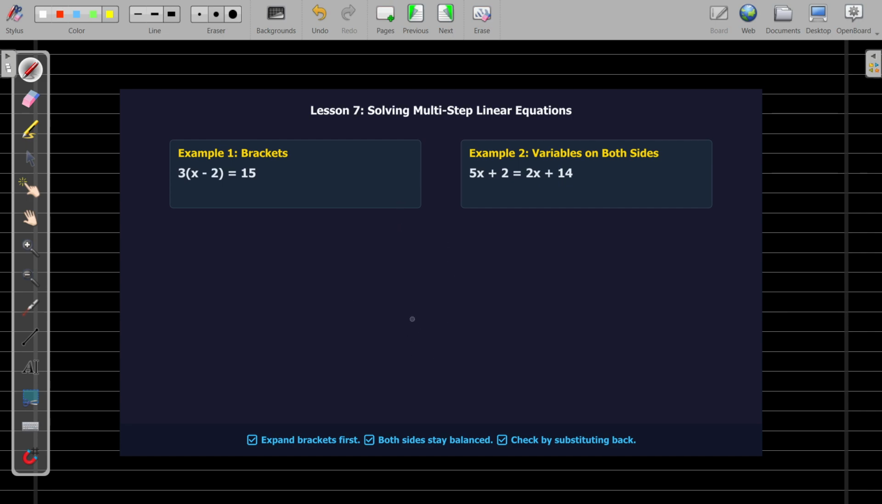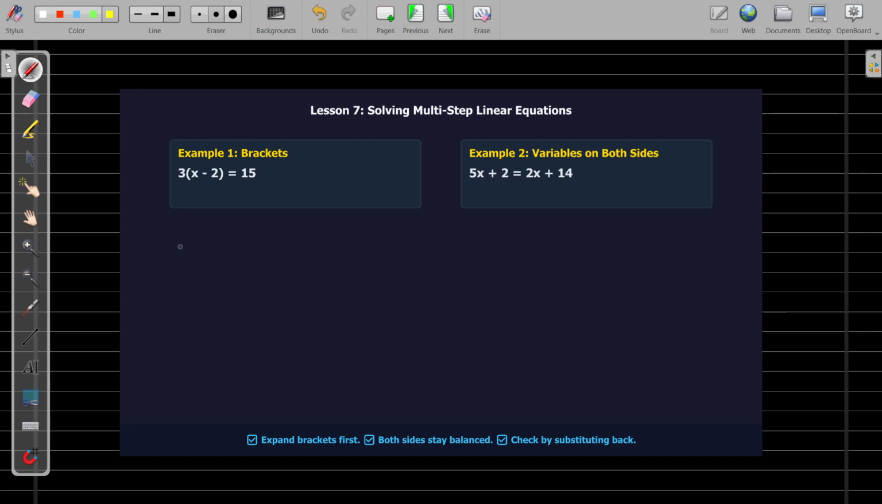Let's start with the brackets. So we have 3 bracket x minus 2 equals 15. Now the x is trapped. We cannot touch the x yet, unfortunately. So what we need to do is expand that bracket. So let us break open that prison using that distributive law that we just learned a few videos ago. So multiply everything on the outside by everything on the inside.